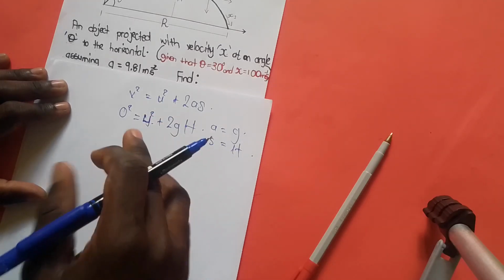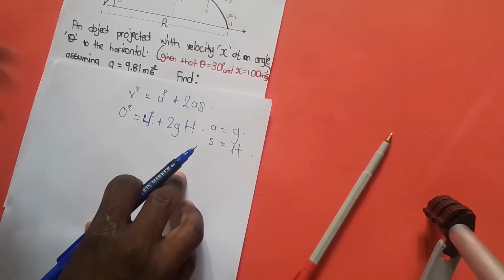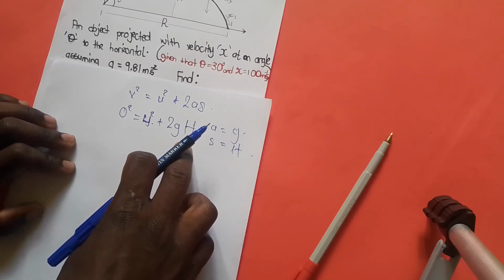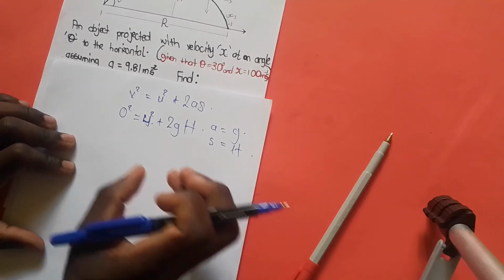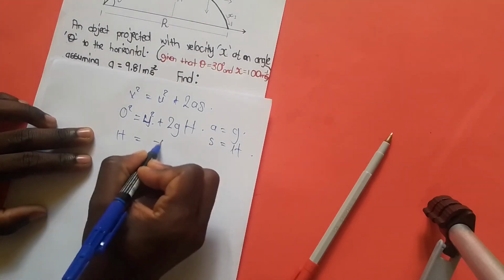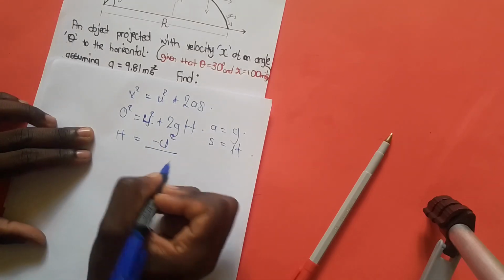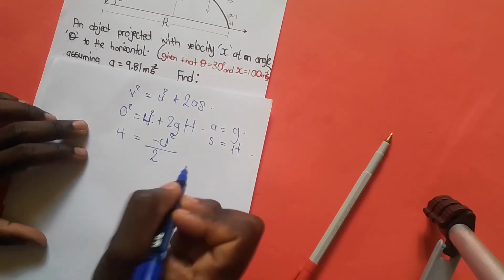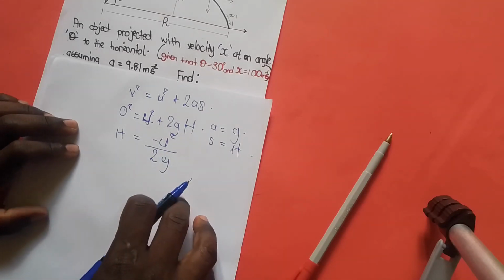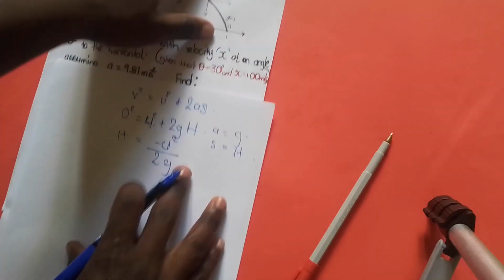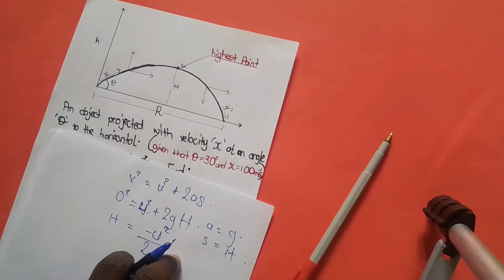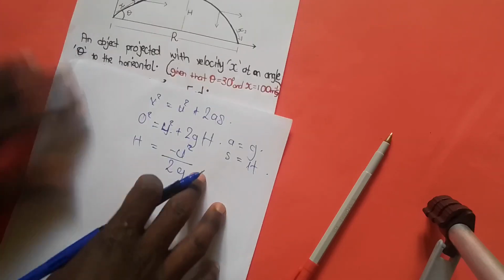Our purpose here, answering question A, is to find the maximum height. So we're going to make h the subject of the formula. If we make h the subject, the equation will look something like this: negative u squared over 2g. But there's another aspect I want you to consider. The object was thrown up, so when the object is traveling up, g is equal to negative g. So we're going to put a negative here.